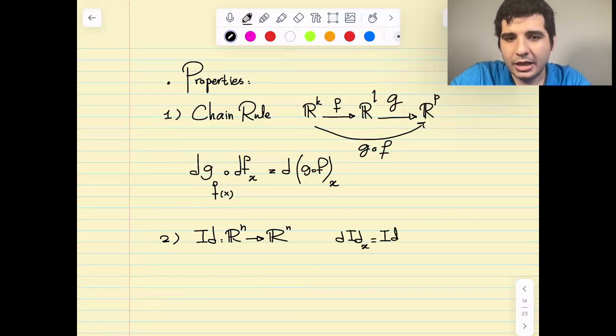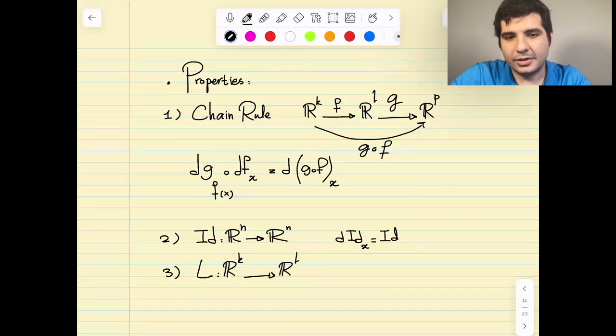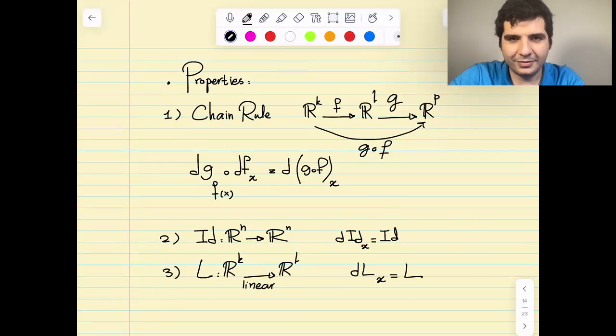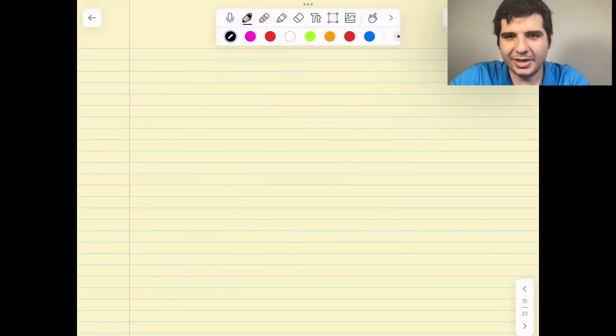In fact, more generally, for any linear map on any Rk to Rl, the derivative of the linear map at any point, so let's say L is linear, the derivative of L at any point x equals L itself. So a linear map is, in some sense, the best linear approximation of itself, right?